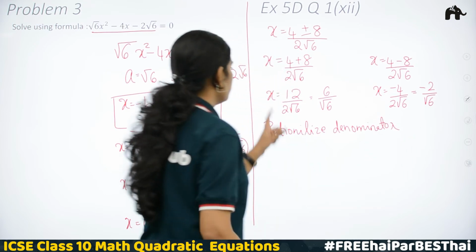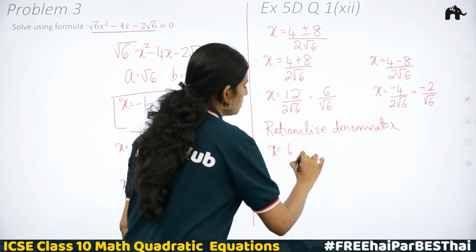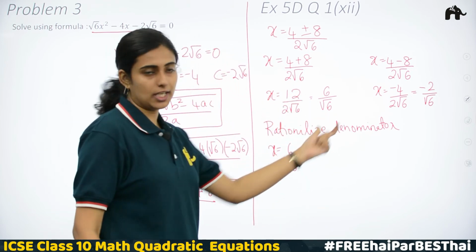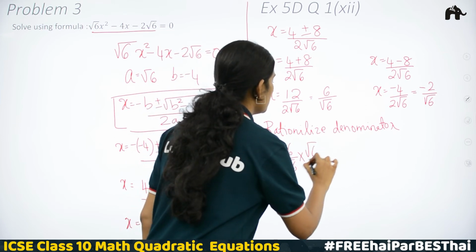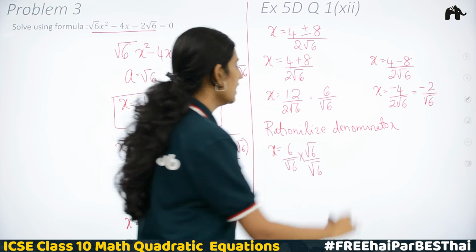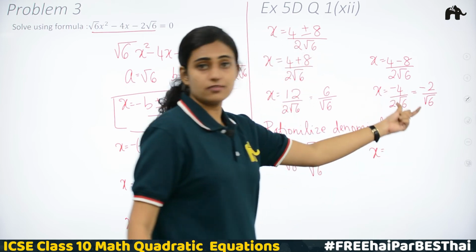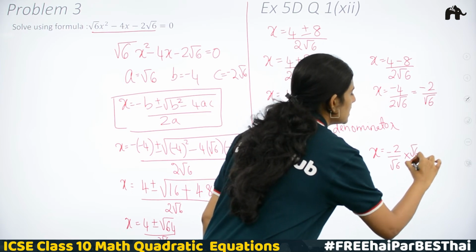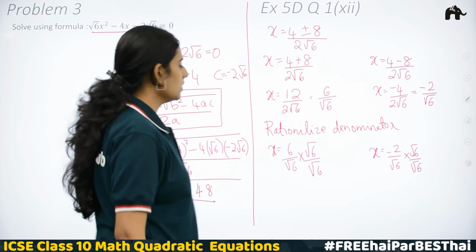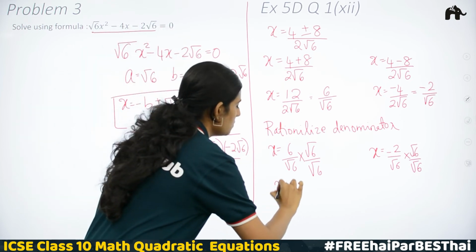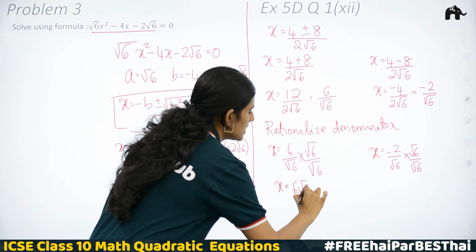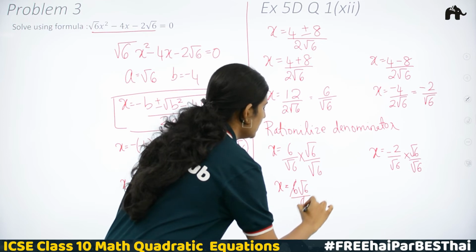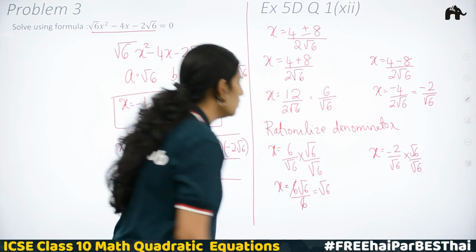So, the first one, x is equal to 6 by root 6. What to do now? We have to multiply and divide the denominator by root 6 by root 6. X is equal to 6 root 6 divided by root 6 into root 6, which is 6. We can cancel these 6. We get x is equal to root 6.